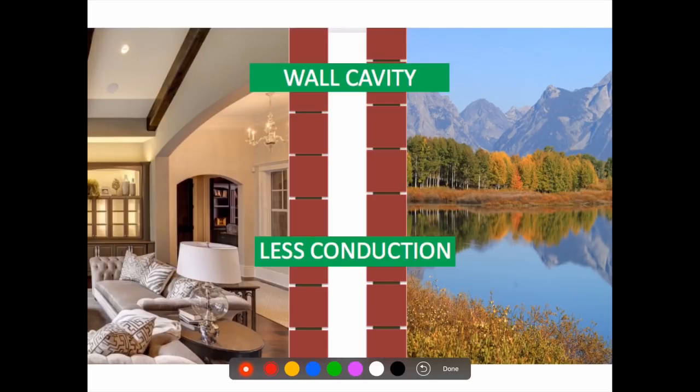So what's going to happen is heat's going to go through the wall via conduction, and then when it gets to the air part, it's going to move via convection. And this takes much longer. Because it takes longer, that means that the heat remains inside the house for a longer period of time. Therefore, there's less heat being lost. So wall cavity, less conduction.